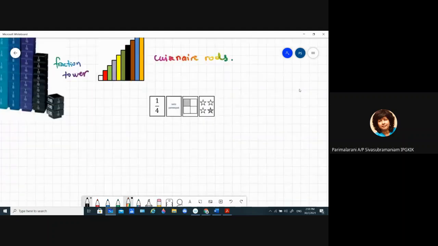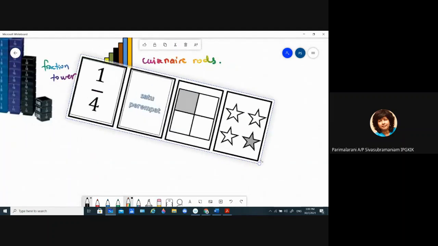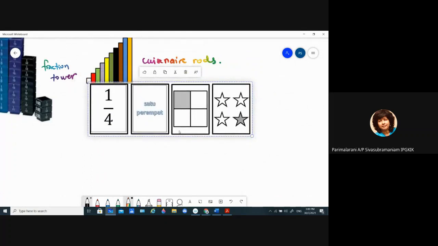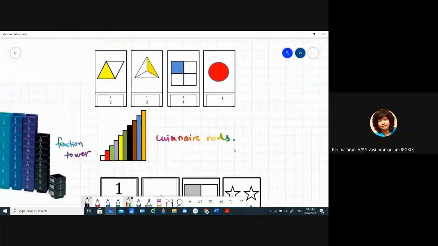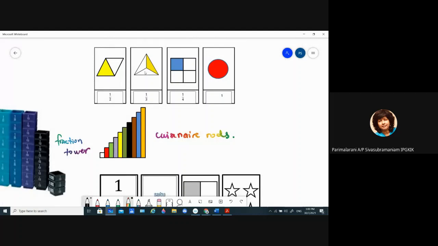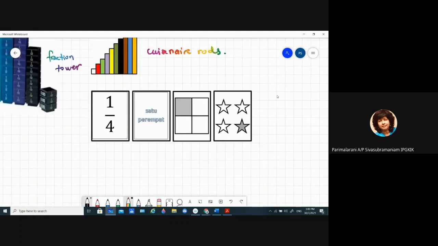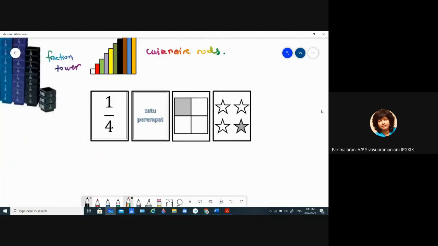And these are another set of cards. These are different representations of the same fraction. The first one is labeling fractions. They all represent 1/4. This is 1/4 as a symbol. Sorry, this is in Malay, because I was teaching in Malay earlier. So this is 1/4 in words. Maybe this is pictures and this is concrete.